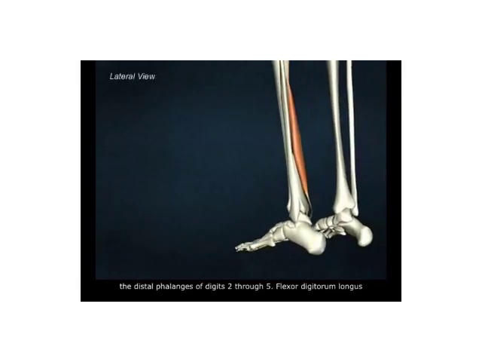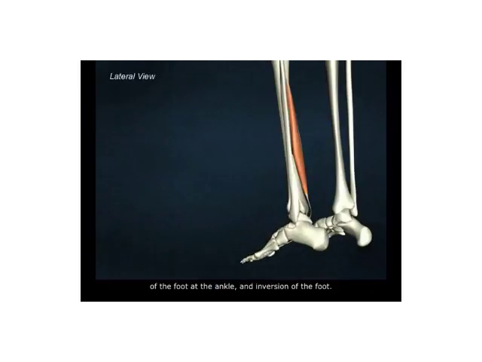Flexor digitorum longus flexes all of the joints of digits 2 through 5. It assists in plantar flexion of the foot at the ankle and inversion of the foot. It is innervated by the tibial nerve.